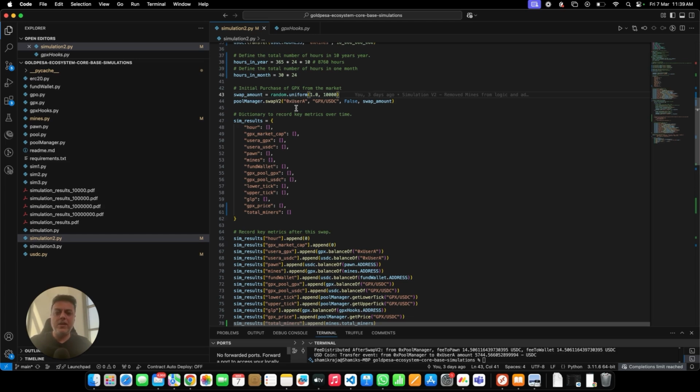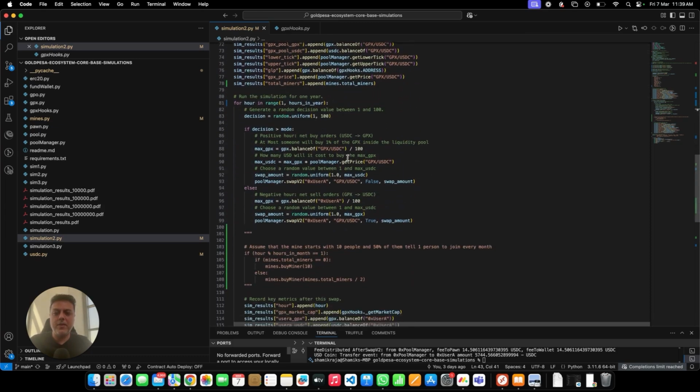So the very first thing in the simulation is to simulate a buy order. In this case, user A, which is the market, is going to buy from Uniswap, and it's going to buy for an amount that is anywhere between $1 and $10,000, because the first thing that's going to happen is a buy order, because there's no GPX to sell into the market.